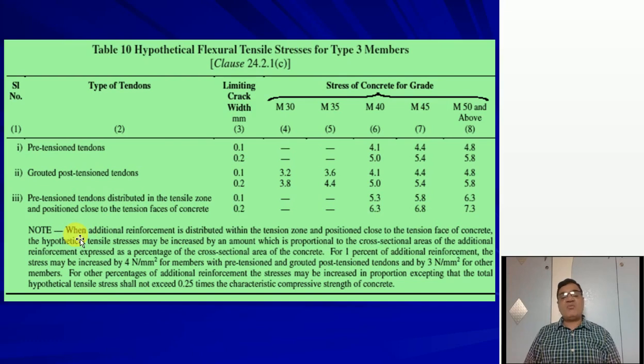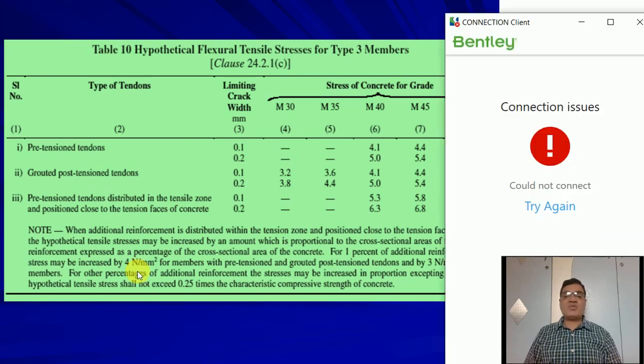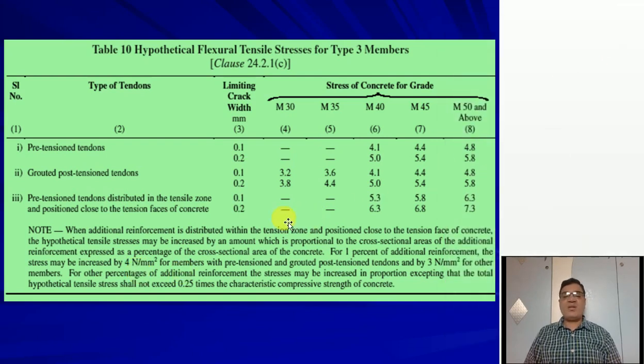There is one note which is given. It is related to additional reinforcement. When additional reinforcement is distributed within the tension zone and positioned close to the tension phase of concrete, the hypothetical tensile stresses may be increased by an amount which is proportional to the cross-sectional area of the additional reinforcement, expressed as a percentage of the cross-sectional area of the concrete. That means in percentage you have to express that additional reinforcement, and if that additional reinforcement is 1%, then the stress may be increased by 4 Newton per mm square for members with pre-tension and group post-tension tendons, and by 3 Newton per mm square for other members.